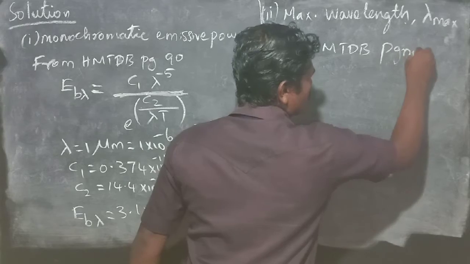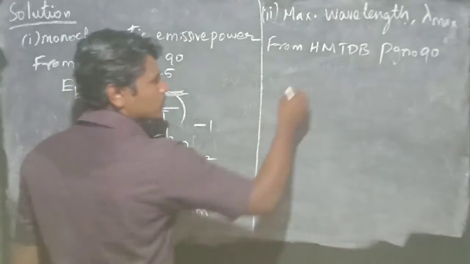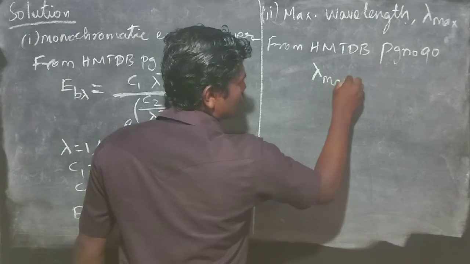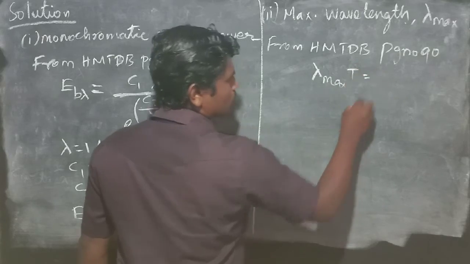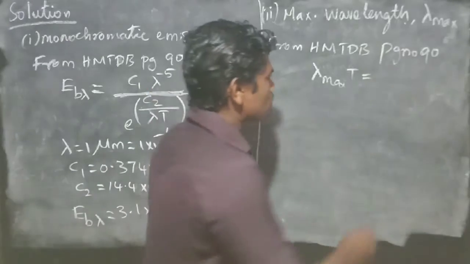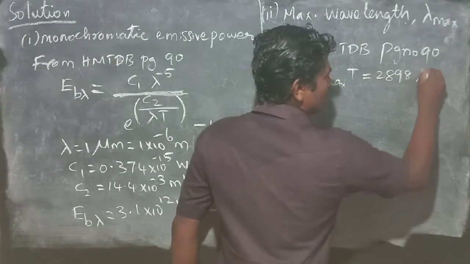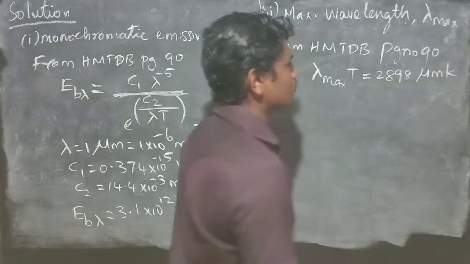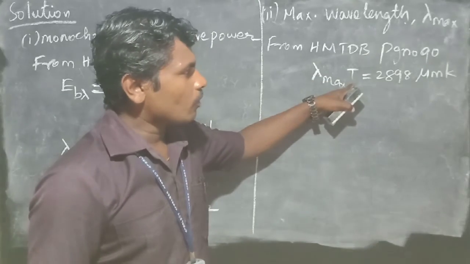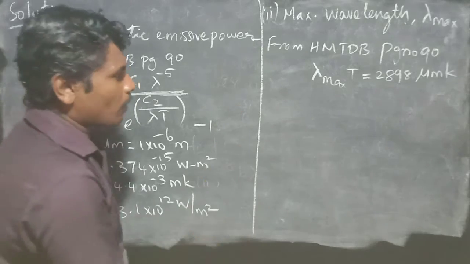Page number 90. The formula is lambda max into T is equal to 2898 micrometer Kelvin. Here we know the value of temperature. Substitute the value here and find the value of lambda max.